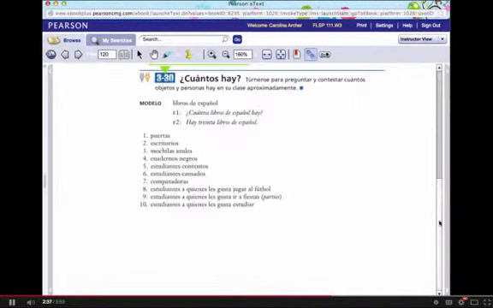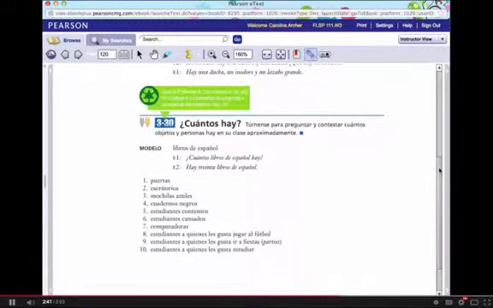So, for example, when we want to ask how many of whatever is there or are there in a room, the question would be cuántos, and you already know question words. So you're going to say cuántos, for example, if you want to ask how many Spanish books. ¿Cuántos libros de español hay? ¿Cuántos? Because libros is plural and masculine, okay? ¿Cuántos libros de español hay?